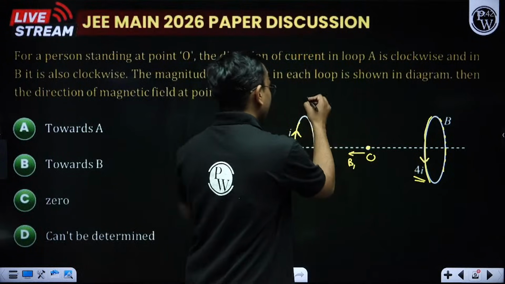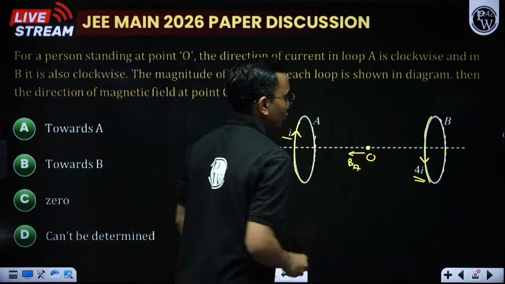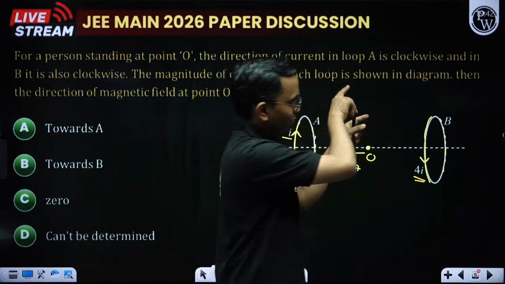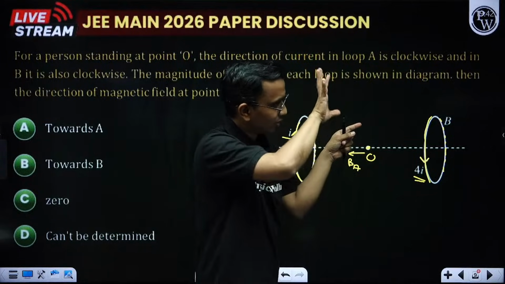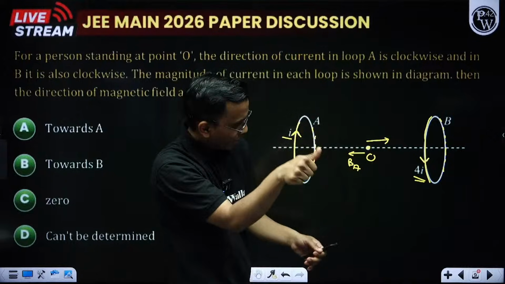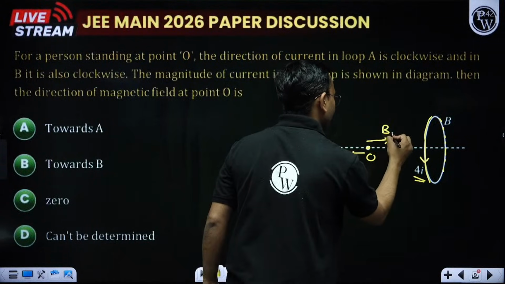Now I am taking this as A, so this is my BA. Due to loop B, in which direction will the field flow? This is outside like this, so the field is in that direction. And this is my BB.